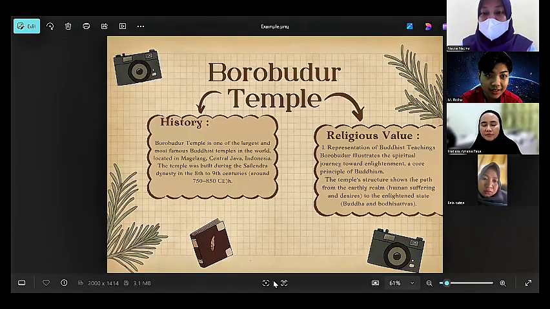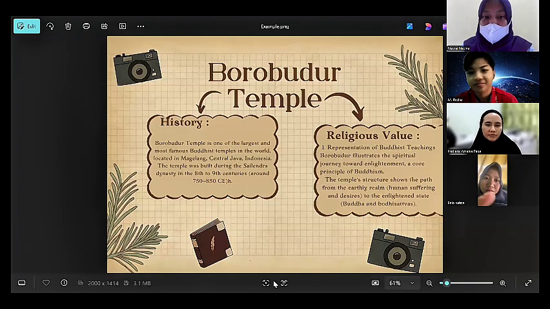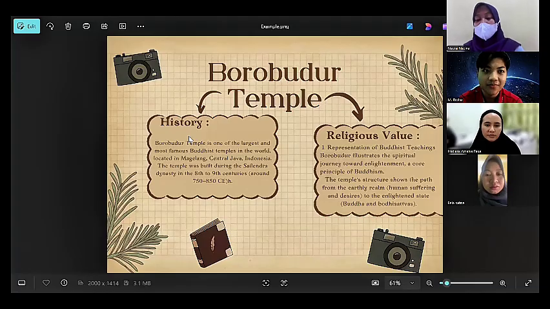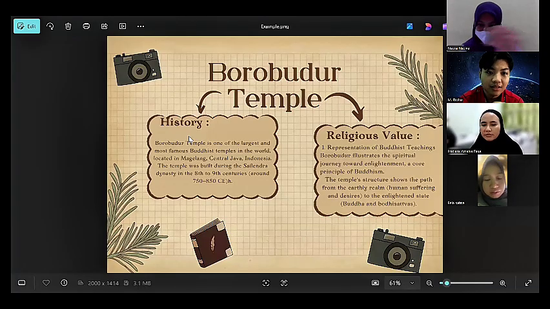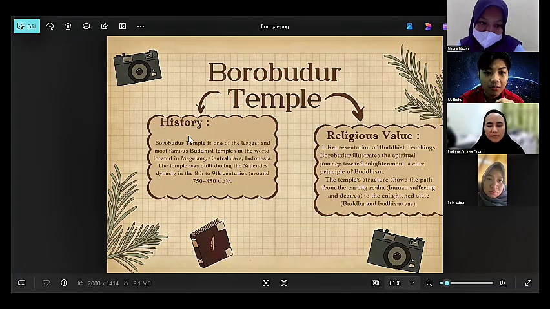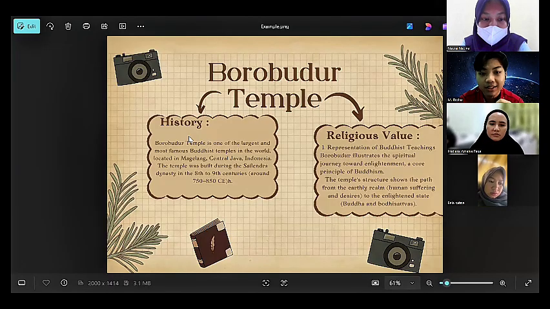Okay, this is the example of the mind map. Ivan, Rido, can you read the history part? Borobudur Temple is one of the largest and most famous Buddhist temples in the world. It is located in Magelang, Central Java, in Indonesia. The temple itself was built during the Sailendra dynasty in the 8th to 9th century, around 750 to 850.